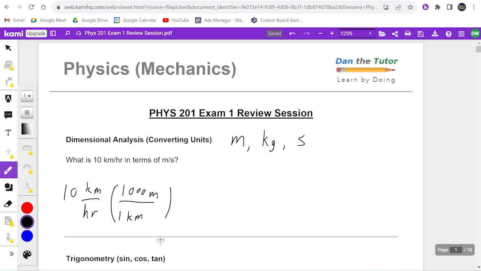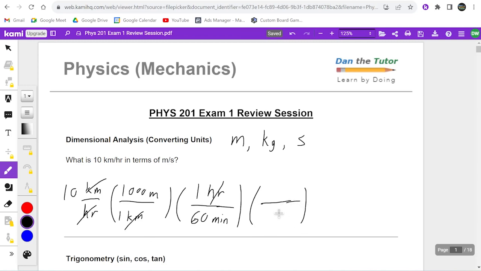And notice the way I wrote that. I wrote kilometers in the denominator because the units cancel, and that leaves me with meters, which is what I wanted. Now I've got to get rid of hours. To do that, I know there's 60 minutes in 1 hour, and I put the hours in the numerator because that cancels with hours in the denominator. Then what will the last one be, from minutes to seconds? Of course, that's got to be minutes in the numerator and seconds in the denominator, and there are 60 seconds in 1 minute.